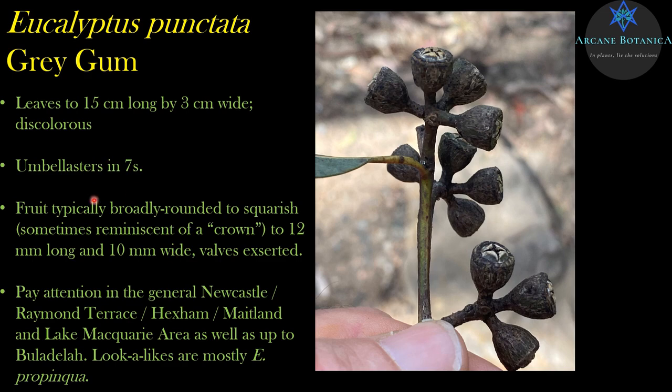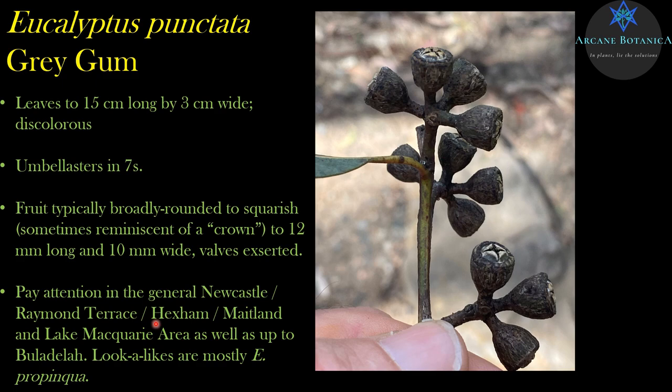And I don't have any photos of the flowers actually, but I've got buds on the next slide. I've just put here, from my botanic gardens collecting of eucalypts, to pay attention in the general Newcastle, Raymond Terrace, Hexham, Maitland, Lake Macquarie area up to Bulahdelah. You get a total Eucalyptus punctata lookalike, called Eucalyptus propinqua, the small fruited grey gum. It has much smaller fruit than these guys, and it tends to hang out in swampy or wet areas, but it also gets on the higher grounds as well. And it kicks in north of Sydney in this area.